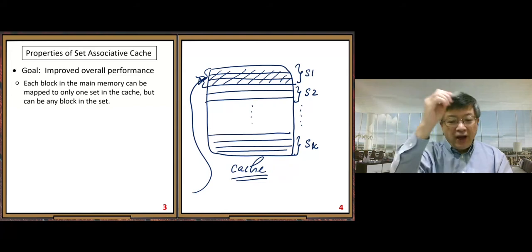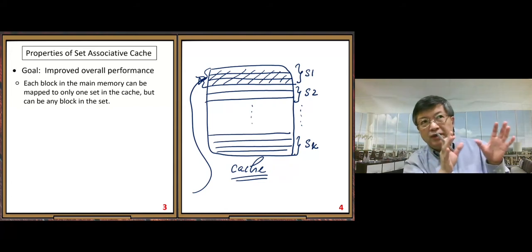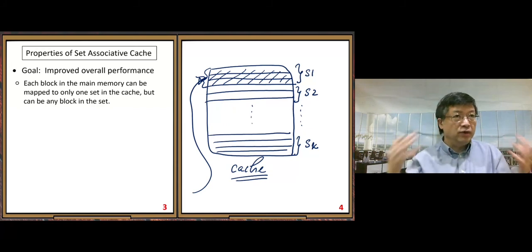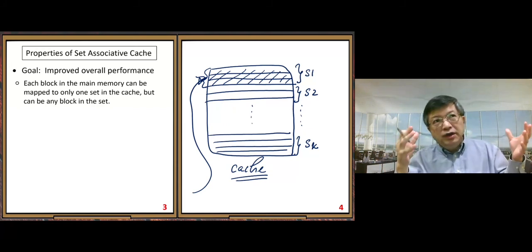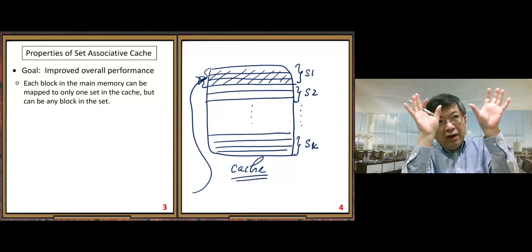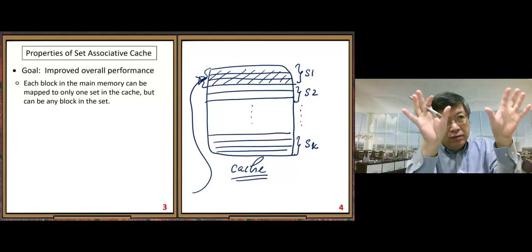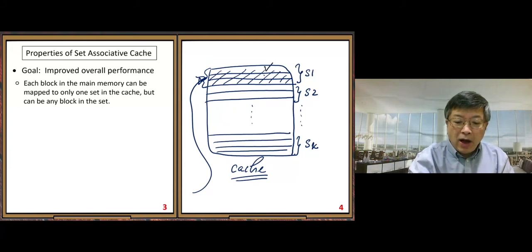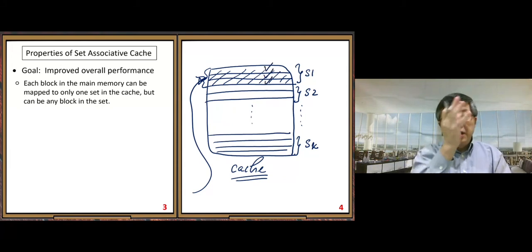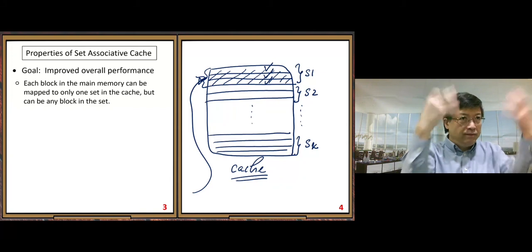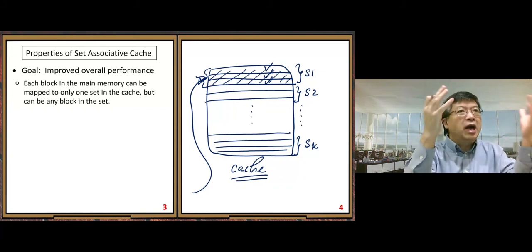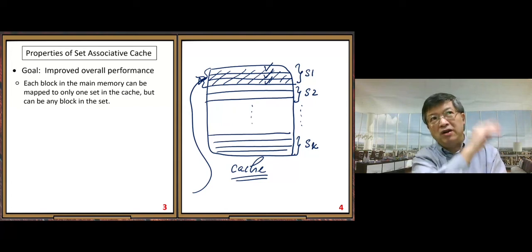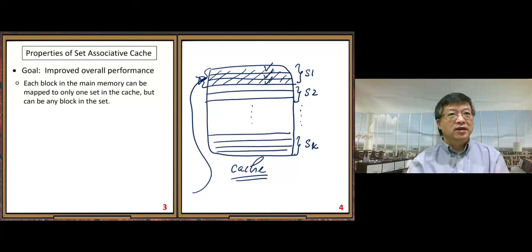Then after you find that set location, each set has its own address. After you find the right set, any block inside the set can hold the requested cache block. That cache block you can place there. So that's the whole idea.